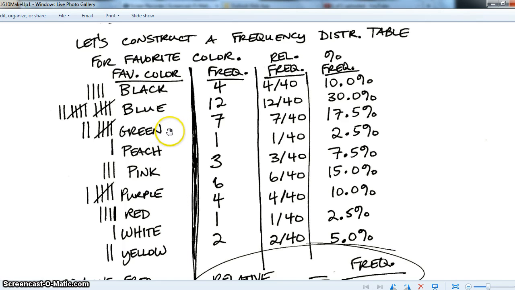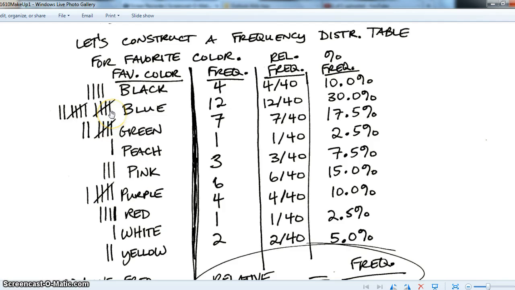A couple people answered teal. I looked it up and it's actually exactly halfway between blue and green supposedly, so I just chose to make it green. Blue seems to have enough support, so anyway, I chose that to be green. But these were all the different colors that people answered, and I just listed them in alphabetical order, and then over here I made a tally.